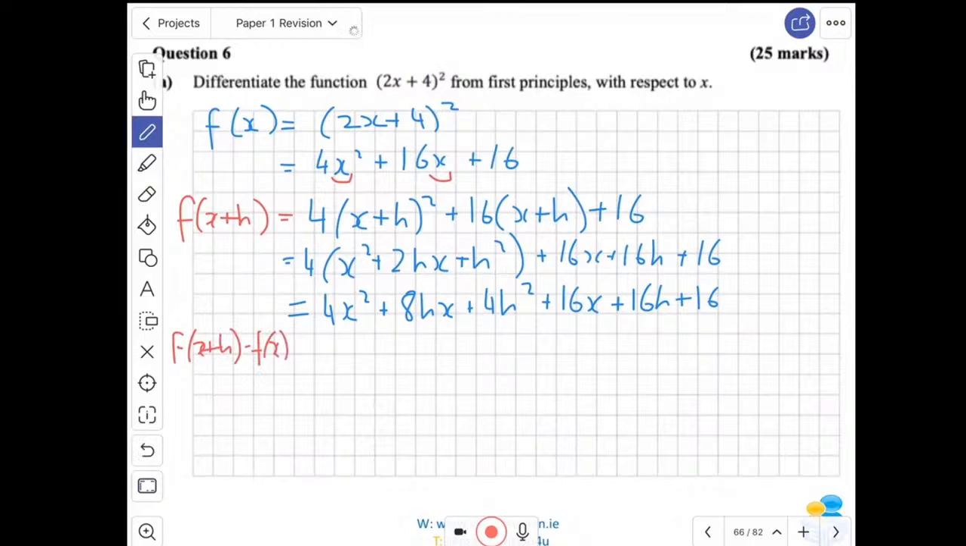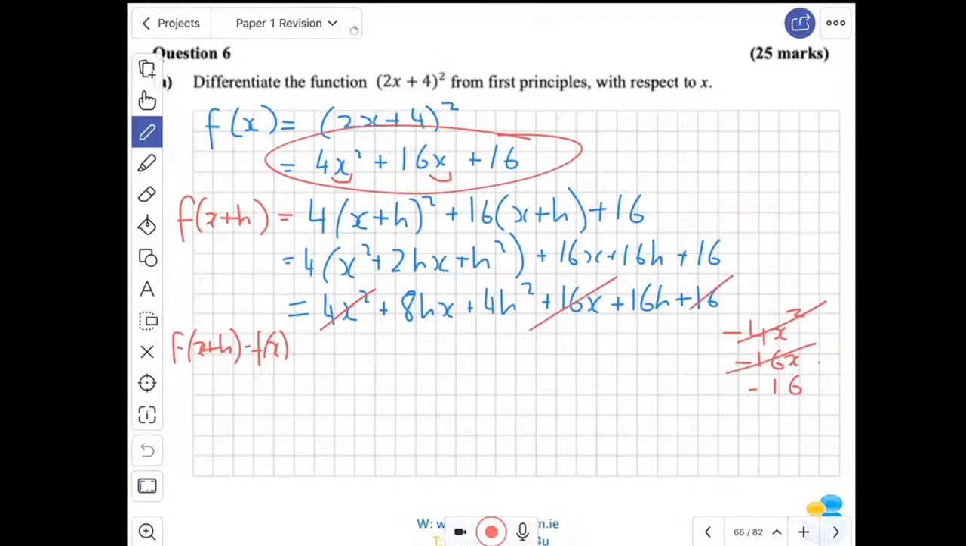Now I'm going to be a little bit lazy here. I'm not going to rewrite this all out. I'm just going to do the next bit where I minus f(x). So I'm minusing this away. Be careful, the minus obviously hits off everything. So it's going to be −4x² − 16x − 16. That means that goes to 0, and that goes to 0. So I'm left with 8hx + 4h² + 16h.